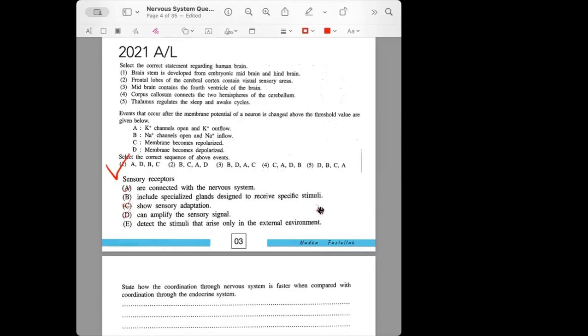Somebody has asked me what ACD is. ACD is 2. ABD means 1, ACD means 2, AB means 3, CD means 4, any other option is 5.